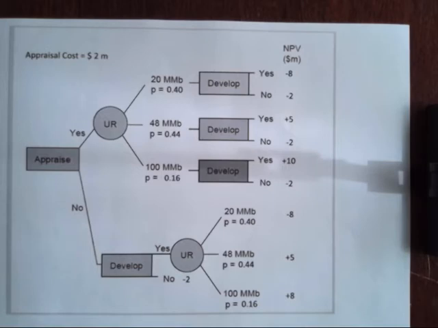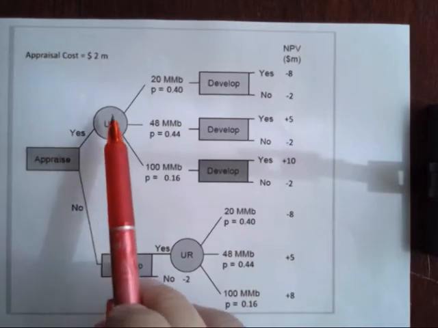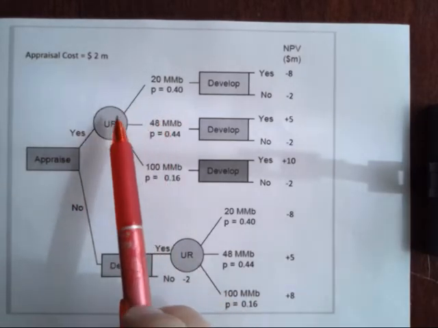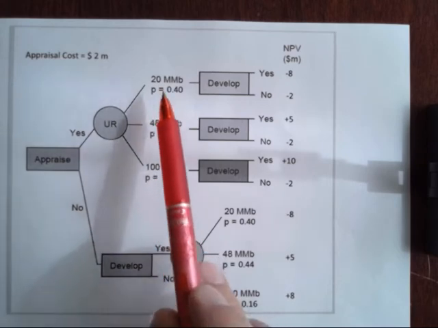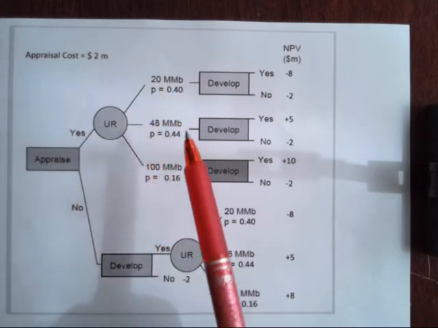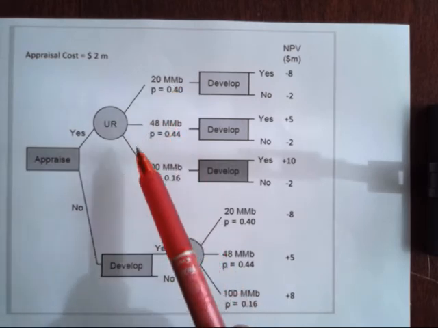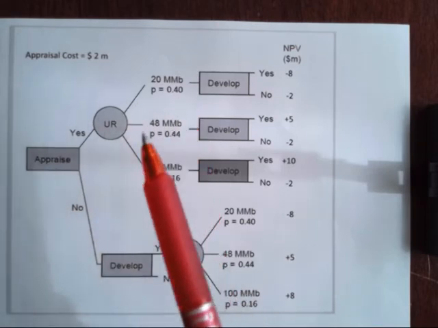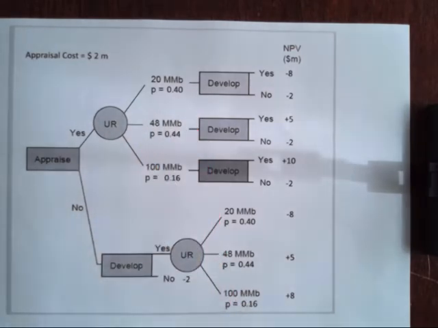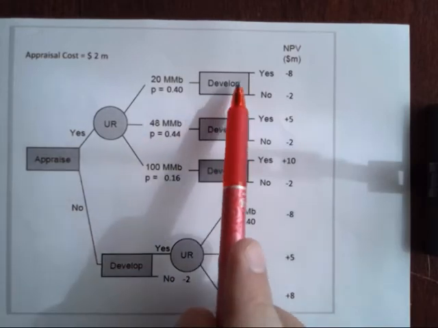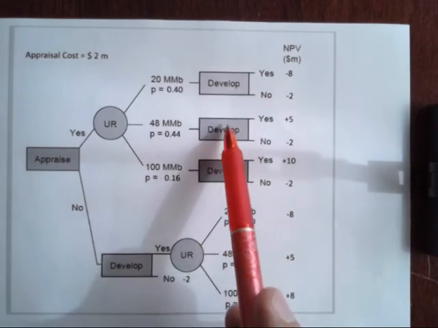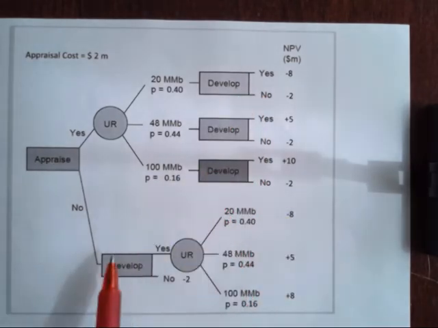So in this case here, we're going to look in each case here. So if we do the appraisal, we still have the three possibilities that will happen here. If we do the appraisal, we're going to find out one of these three things are going to be true, either the 20, the 48, or the 100. Doing the appraisal, then we can build the appropriate facility or do the appropriate scaling or take the appropriate measures to accommodate whatever the amount of oil that we have. So in this case, when we do the appraisal, we do have the decision in each case to develop or not.